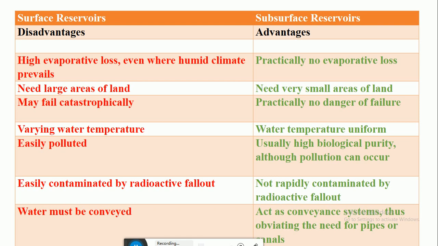Water temperature is uniform, usually high biological purity, although pollution can occur, and it is not rapidly contaminated by radioactive fallout. It is not very sensitive to contamination by radioactive elements. It acts as a conveyance system, thus obviating the need for pipes or canals.